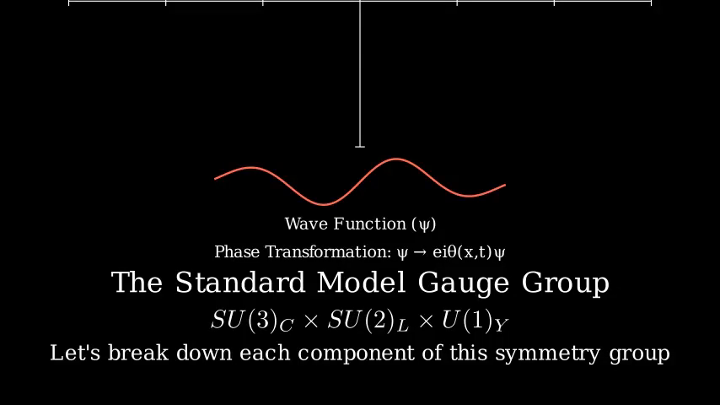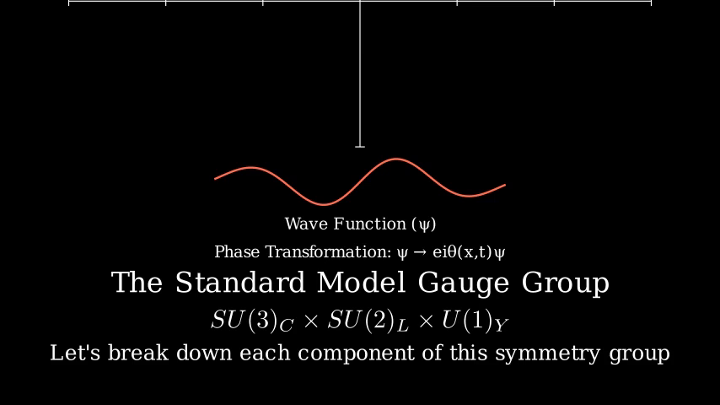Let's start with SU(3)_C. The SU(3) stands for Special Unitary Group of Degree 3. In mathematical terms, it's a group of 3 by 3 unitary matrices with determinant 1. The subscript C stands for color. This refers to the color charge of quarks, which come in 3 types: red, green, and blue. This is just a naming convention. Quarks don't actually have colors in the visual sense.